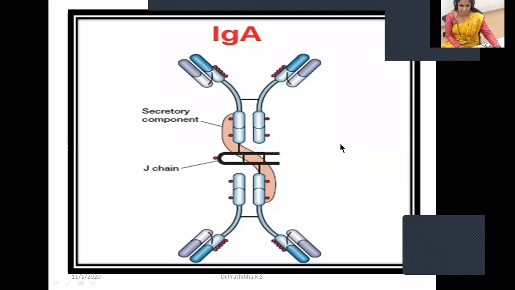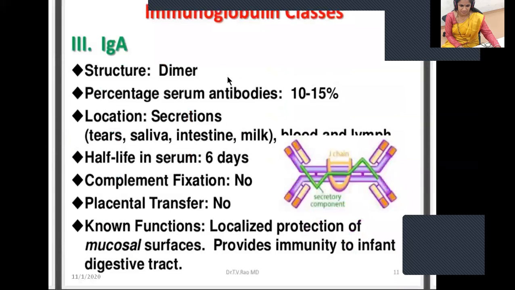Kindly make a note of this using a pencil. Make a pencil sketch. In the exam, this is very important. This is very easy to draw. This is the overall view of the immunoglobulin class IgA. The structure is dimer, but in the serum it is monomeric only. Later that will be dimerized.